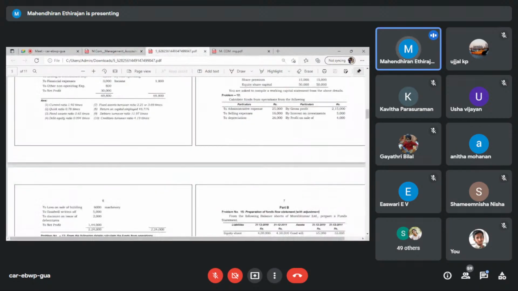See, you look at that. 12th problem: calculate funds from operation from the following. See, when you are going to prepare the adjusted P&L account, if both the opening balance and the closing balance appear in the balance sheet, you have to prepare the adjusted P&L account by the traditional method. I showed that in the PPT.